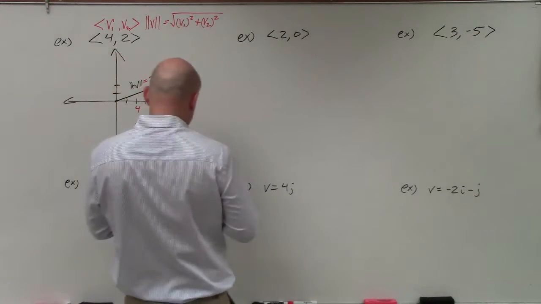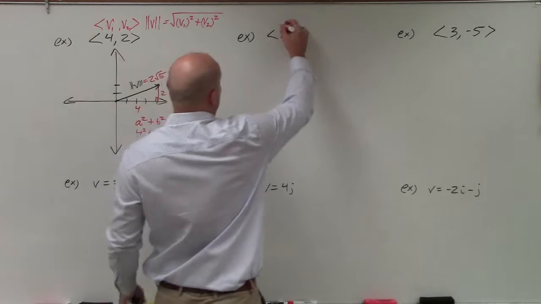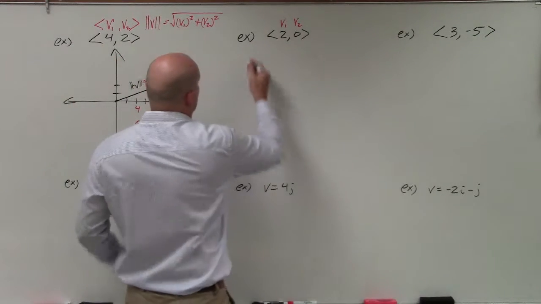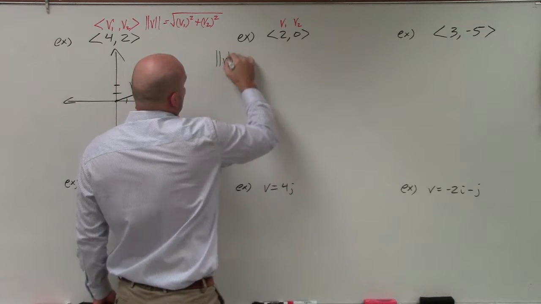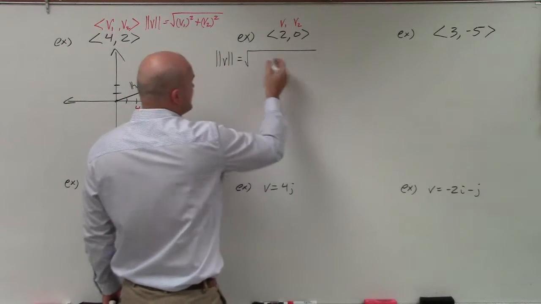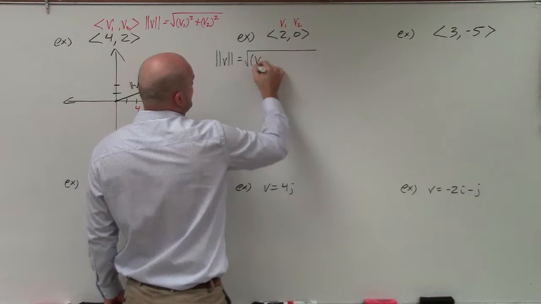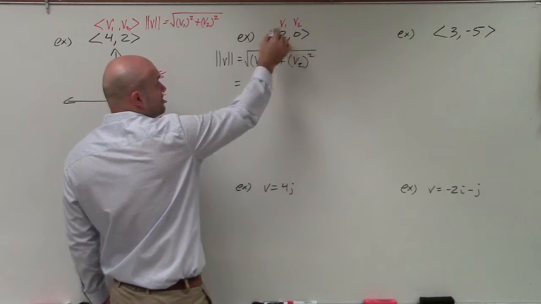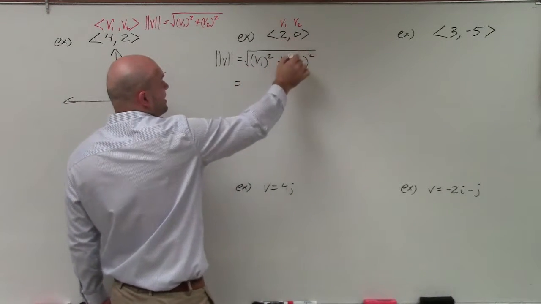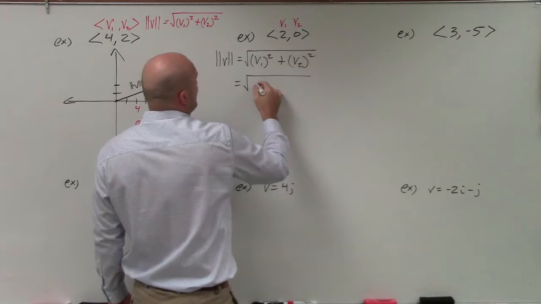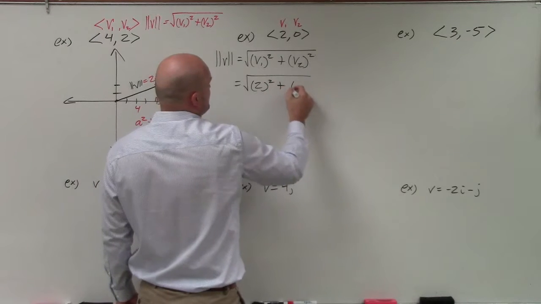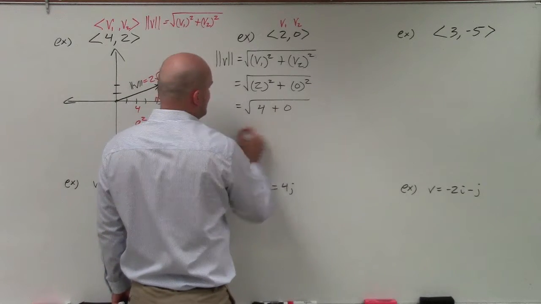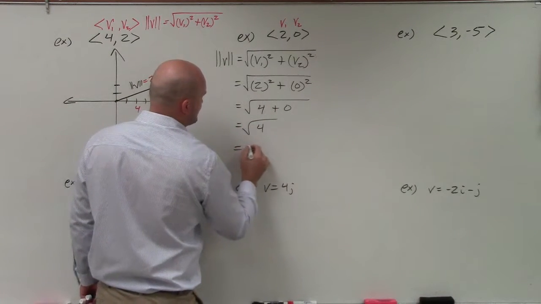So in this next vector, the basic thing I want to do is label my v1 and my v2, and then plug them into my formula. I'll do the formula fully intact here, and then I'll start streamlining this process. So it's the square root of v1 squared plus v2 squared. Now all I'm going to do is replace v1 with 2 and replace v2 with 0. So I have 2 squared plus 0 squared. Well, 2 squared is 4, 0 squared is 0, and the square root of 4 is 2.